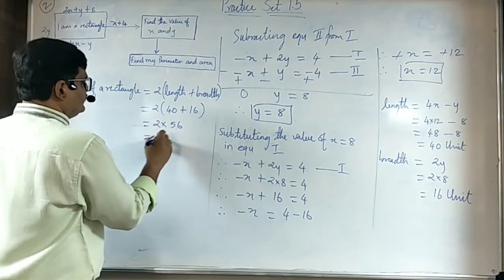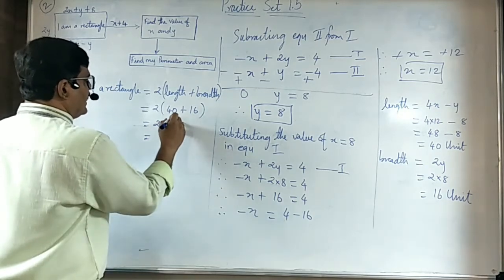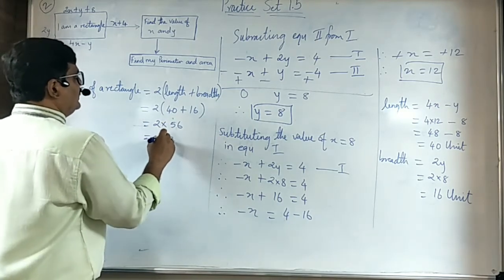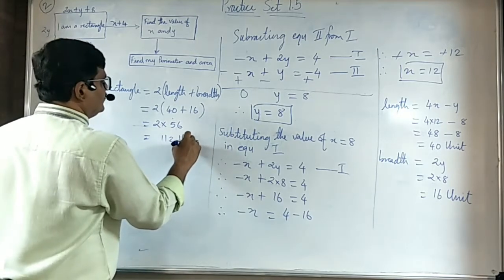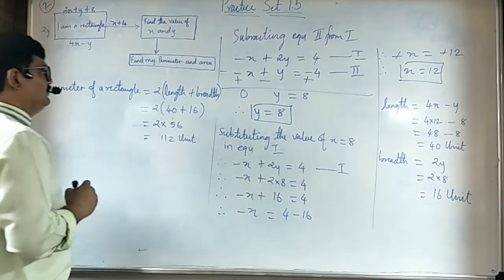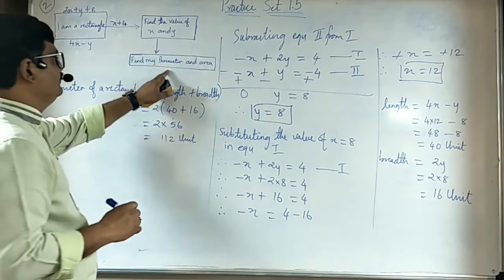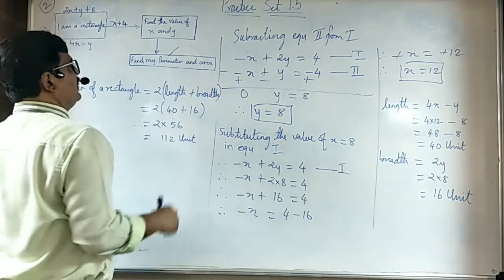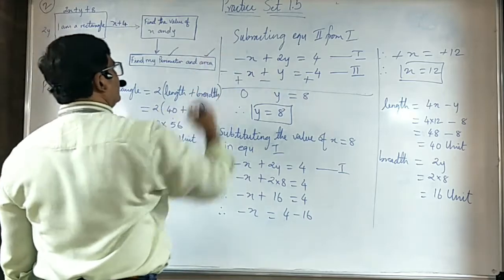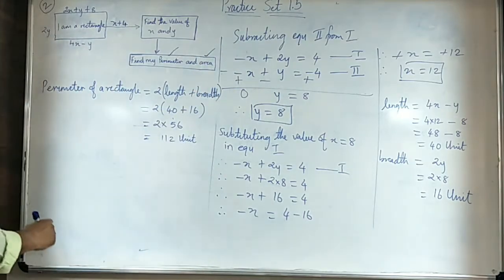So 2 into 56, 2 6s are 12, 1 carry, 2 5s are 10, 1 is 11. So you are getting nothing but 112 units. The perimeter of the rectangle you got is 112 units. So that means you are finished with your perimeter part. Now you have to find out what? The area. You have to find out the area. So, area of a rectangle.